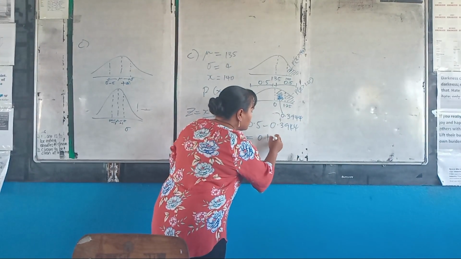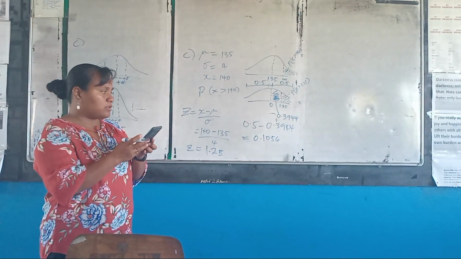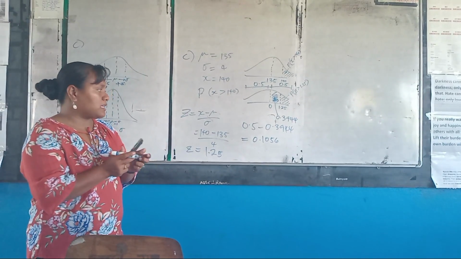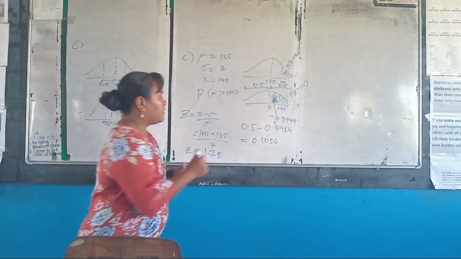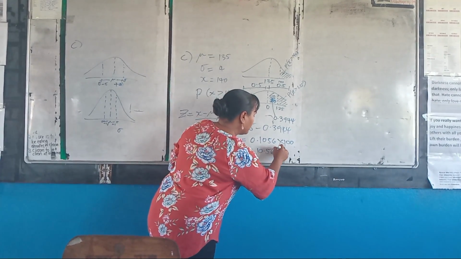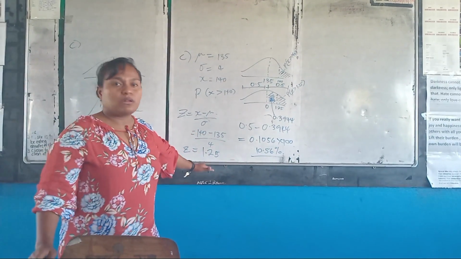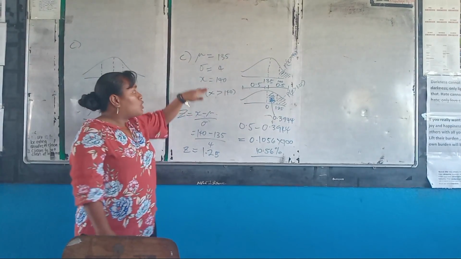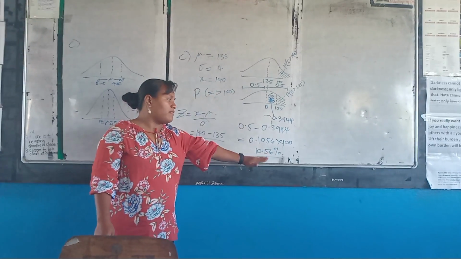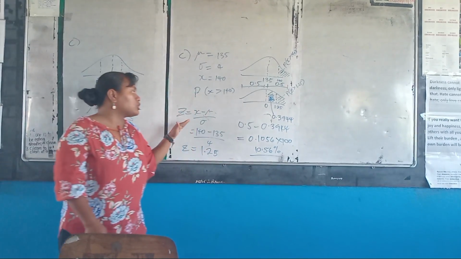0.1056. Agree or disagree? Agree. I'll check. So this is your answer. You just times 100, it becomes 10.56. This is how you calculate your answer. So the probability of x more than 140 is 10.56%.